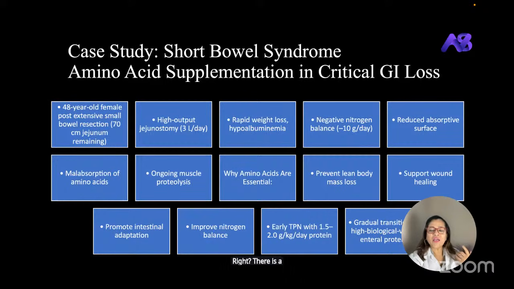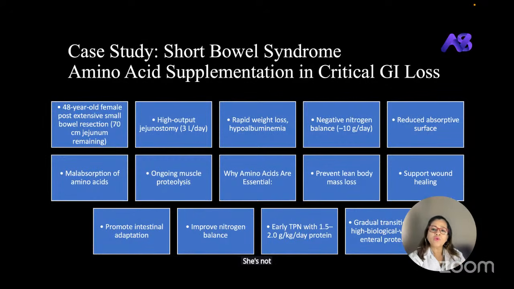There is a high output jejunostomy for this patient. Can you imagine 2.5 to 3 liters per day? Plus there is diarrhea. This patient is losing 4 kgs in 10 days. There is tiredness. The patient has hypoalbuminemia, 2.6. Even the magnesium has dropped down. The potassium has dropped down. The negative nitrogen balance is minus 10.